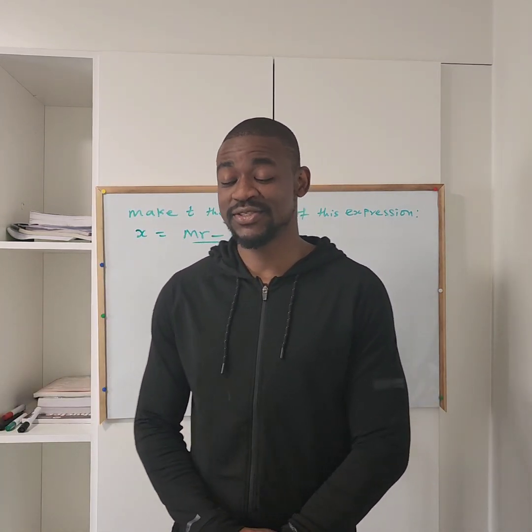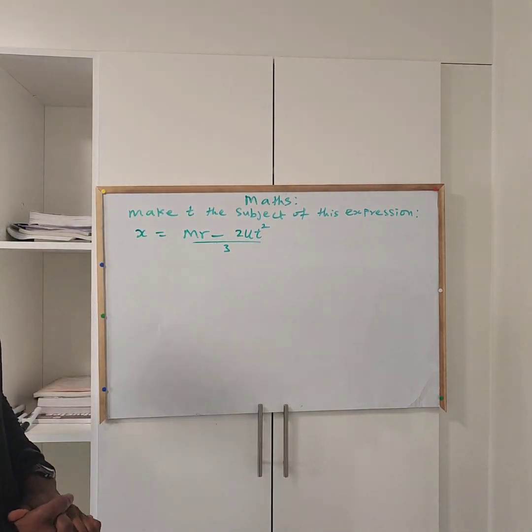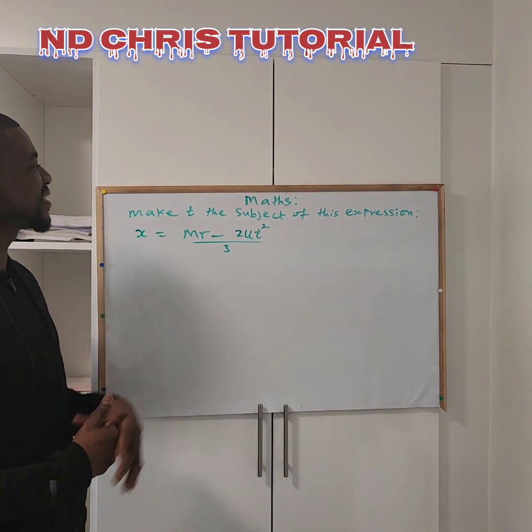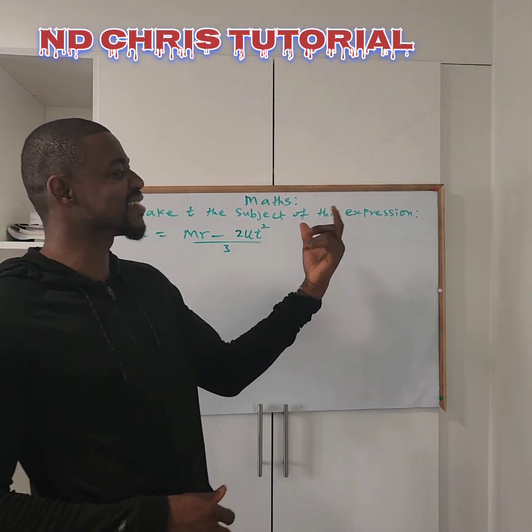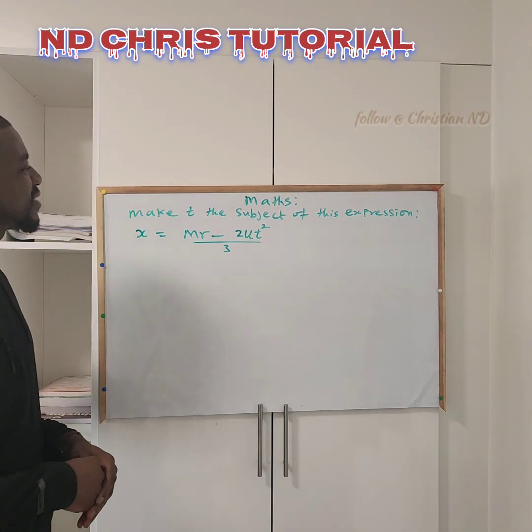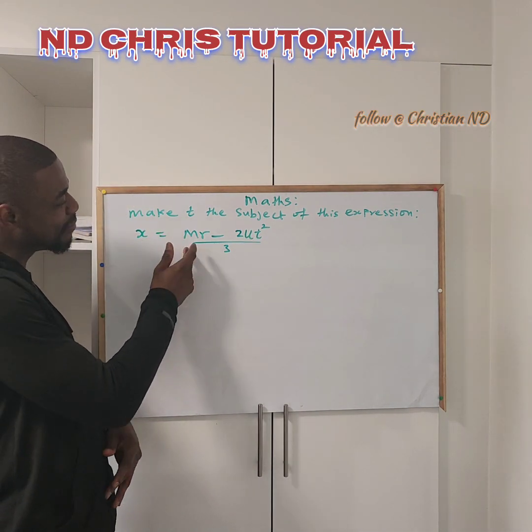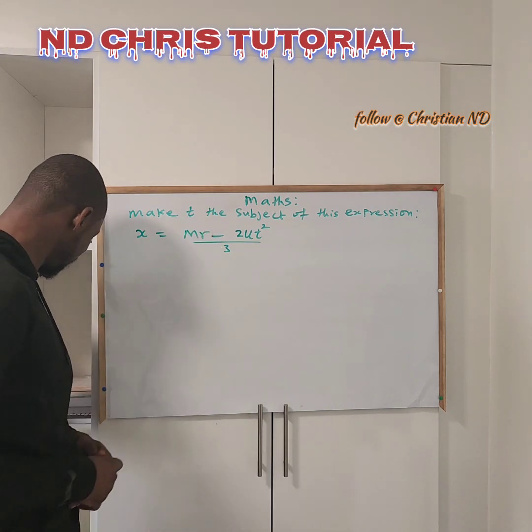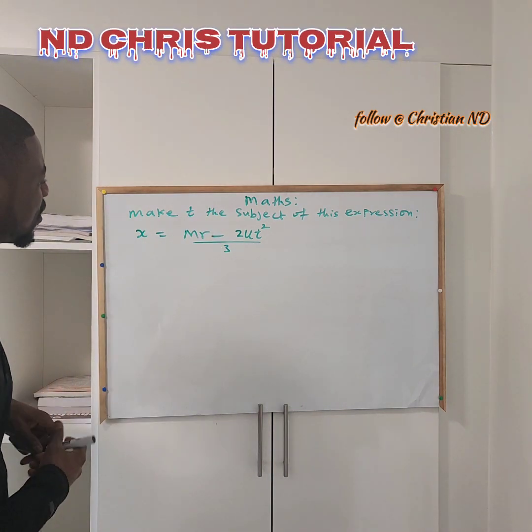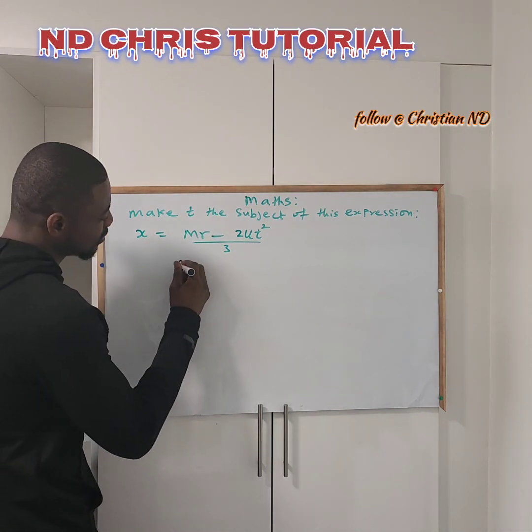Mathematics. That is the subject we're going to consider today, and the topic is change of subject formula. It says make t the subject of this expression. So it means that you should express t in terms of x, m, r, and u. All right, so how do we do that?